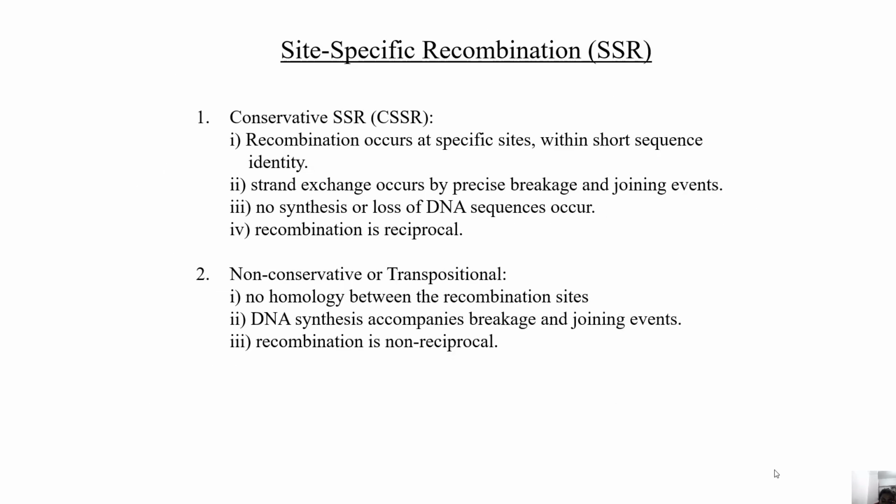Now, if you talk about site-specific recombination, it's conservative SSR. Recombination occurs at specific sites within short sequence identity. Strand exchange occurs by precise breakage and joining events. No synthesis or loss of DNA sequences occurs. Recombination is reciprocal. Then non-conservative or transpositional: no homology between the recombination sites. DNA synthesis accompanies breakage and joining events. Recombination is non-reciprocal.